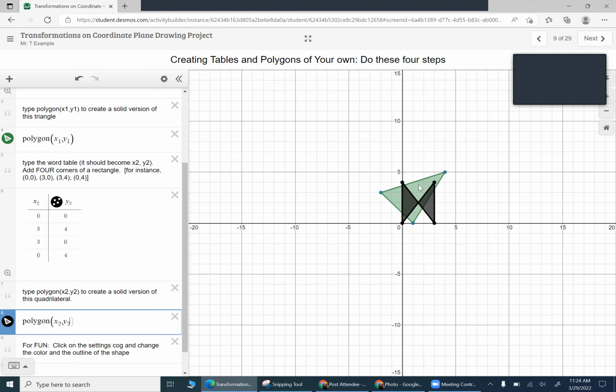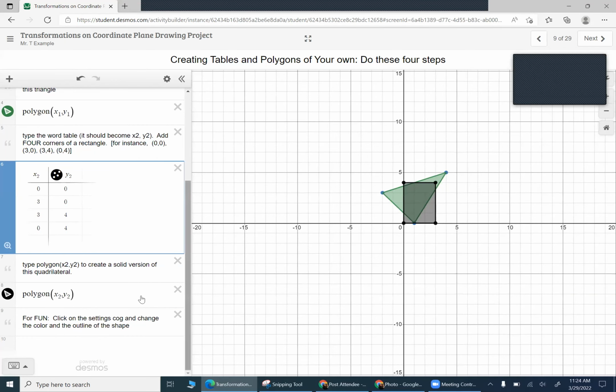Yeah, see, when it draws this thing, it does them in order. So I need to kind of go around. From the 0, 0, I need to do 3, 0 next. And then the next one was 3, 4. And now those are in order, because it draws them in order. So if you're doing them in a weird order, you might get a shape you're not expecting.